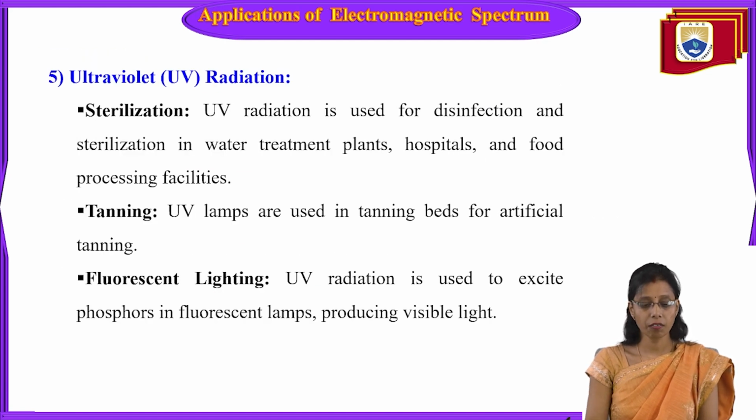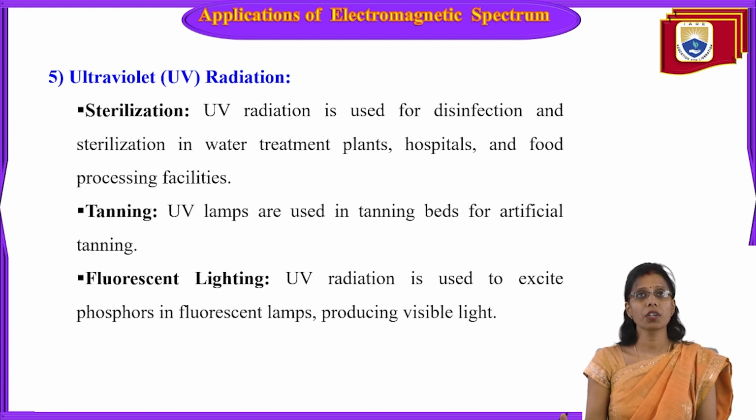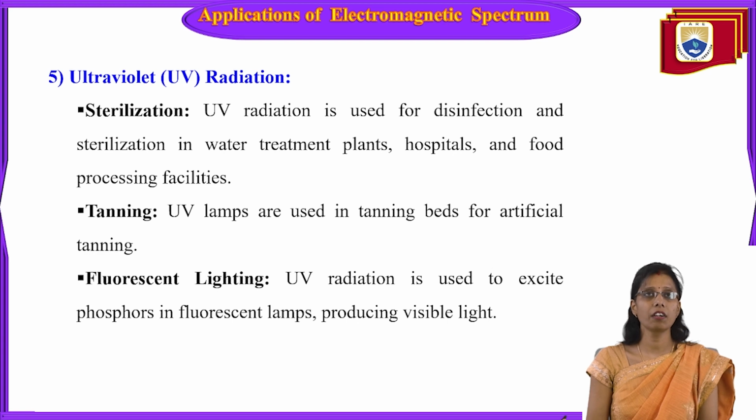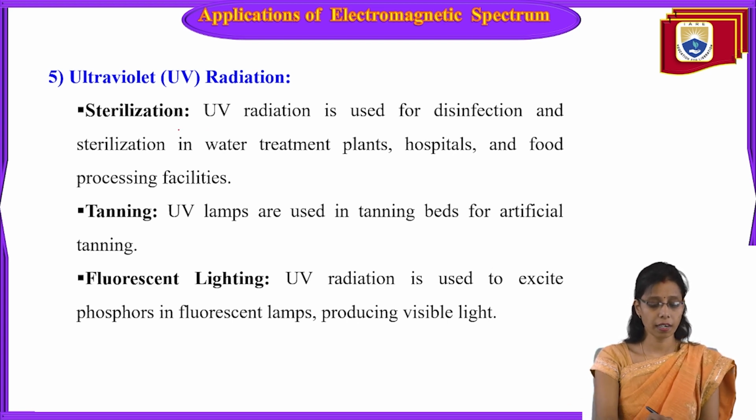Next we have ultraviolet radiation. So what is ultraviolet radiation? Ultraviolet radiation is the short wavelength region. When radiation falls in this region, it is totally absorbed. But still, these radiations are helpful in our day-to-day life. We are using them in sterilizing, tanning, and fluorescent lighting.